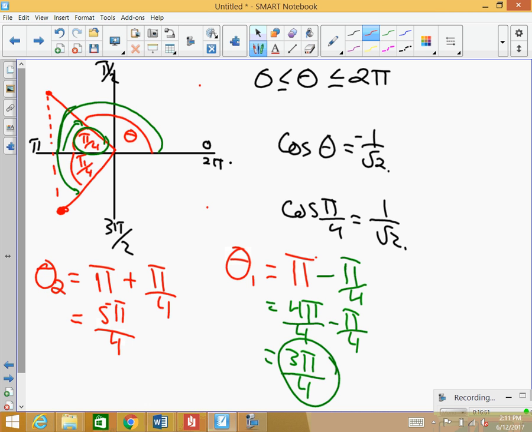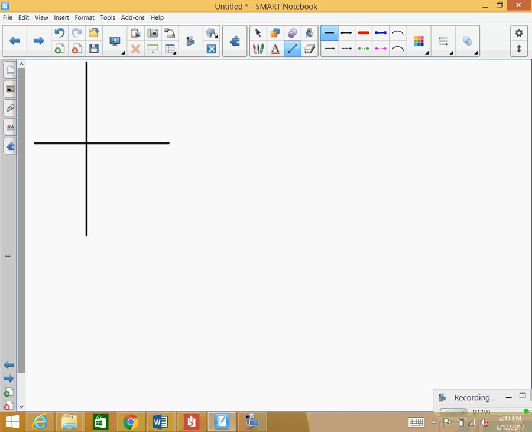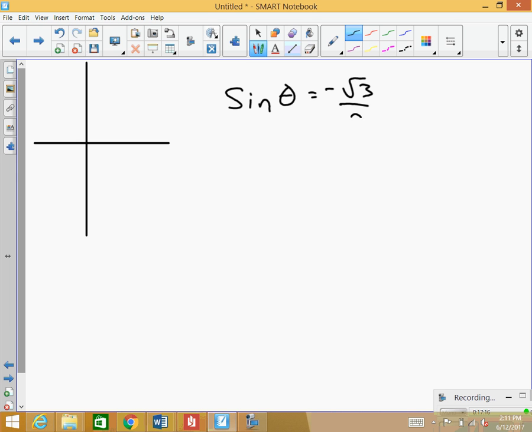We'll try one more. Let's take a look at this again, and let's do sine. Sine theta is equal to negative root 3 over 2. So again, this is negative, but now it's sine, so we have to look for the answers in the two quadrants where sine is negative, so that's going to be quadrant 3 and quadrant 4.